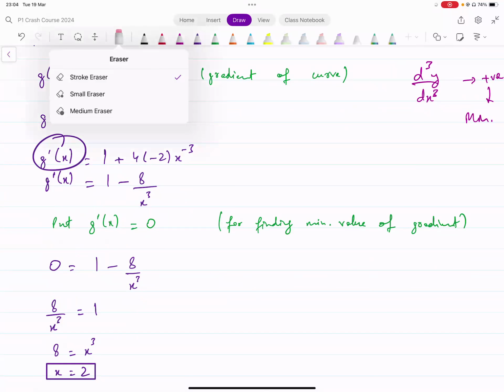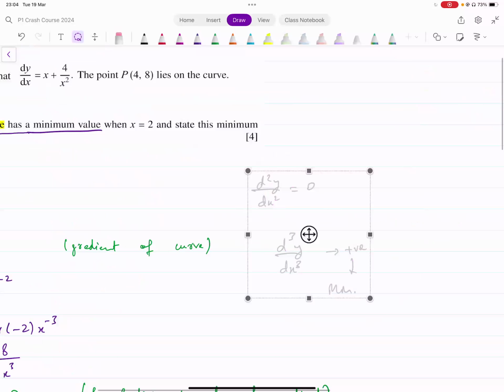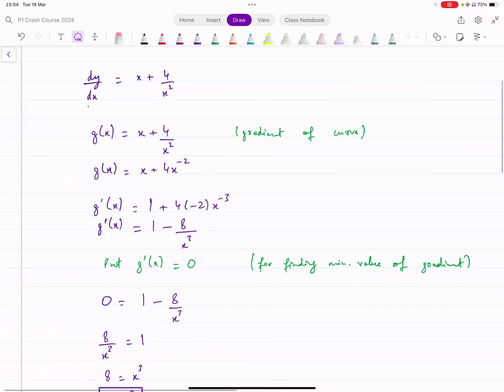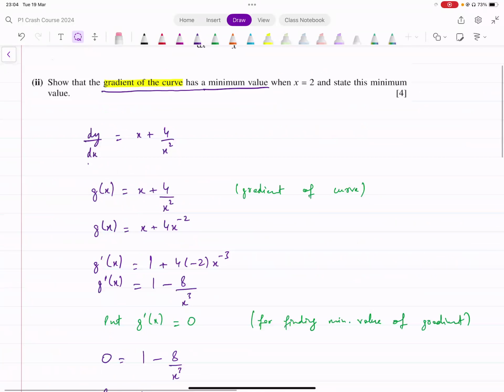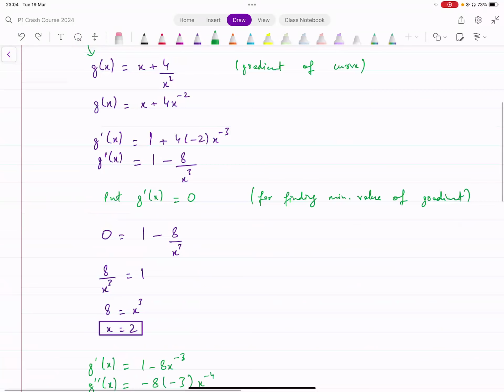Find the first derivative, put that equal to 0. That gives you the value of x. And then find the second derivative of this gradient function, and that is going to give you a positive value. That's why it's a minimum value. So the marking scheme for such problems is slightly confusing. I'll upload the integration worksheet today as well. You can have a look at the marking scheme. I would suggest that you approach it this way, and that's the same method you've been using before. There's nothing different. The only thing you need to realize is that dy over dx is basically the gradient of the curve, and then you just treat that as a new function.